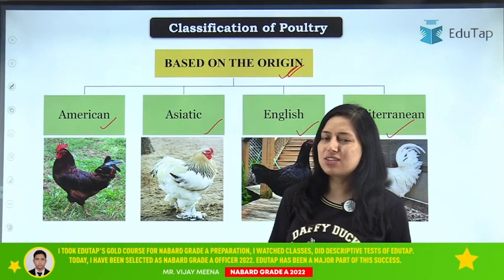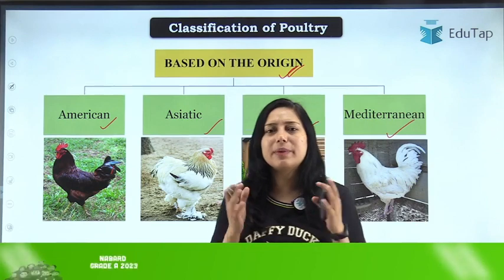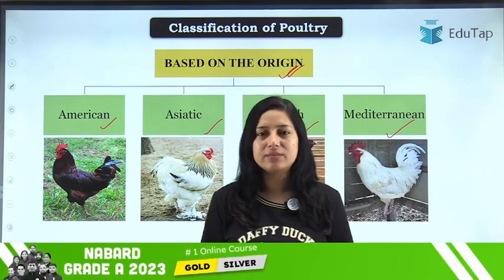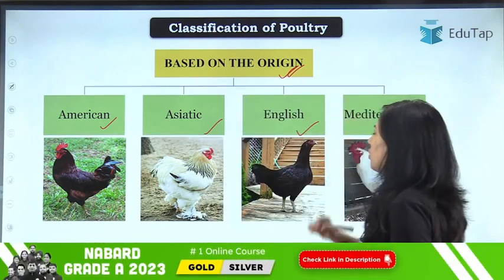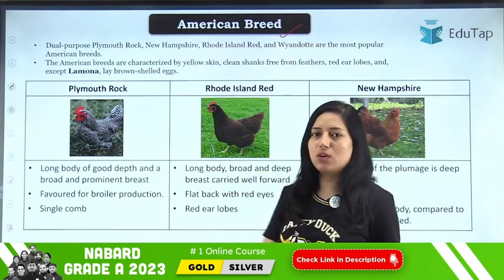So it's not that you have to remember something special for the classification, just based on their origin these are divided. Done, right? So now moving on to the American breed. Now let us discuss one by one all these breeds.